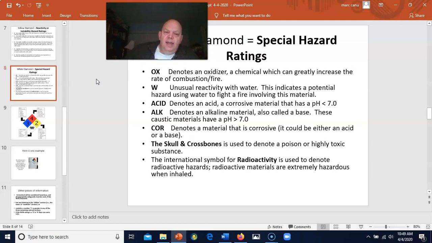Acid. Okay, that's a tough one. It's an acid, a corrosive material that has a pH of less than 7.0. Remember that pH scale, from 1 to 14. It doesn't matter. But the thing is, a pH of 7 is neutral, equal amounts of acid and base. It's mostly water. But when you go down from pH 6 to pH 1, the concentration of acid gets greater and greater.